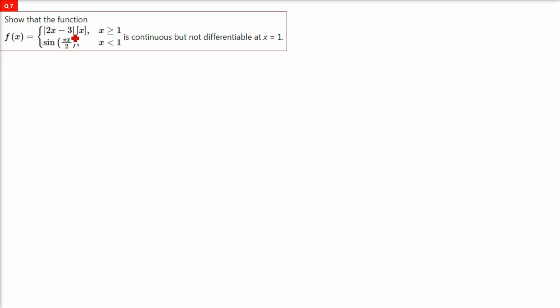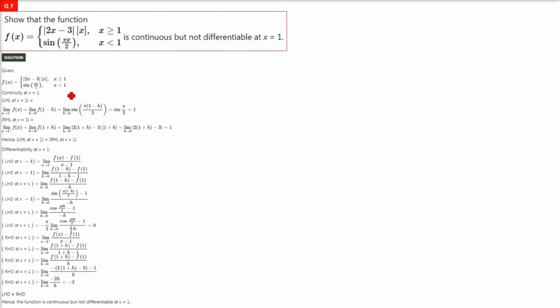Show that this function is continuous but not differentiable at x equals 1. So we have two different functions. Actually, it is three different functions. The first function is mod 2x minus 3, and then we have the greatest integer function.